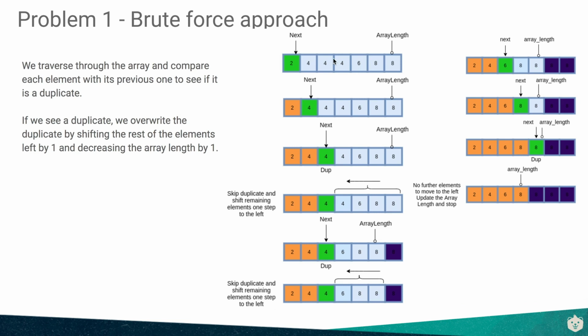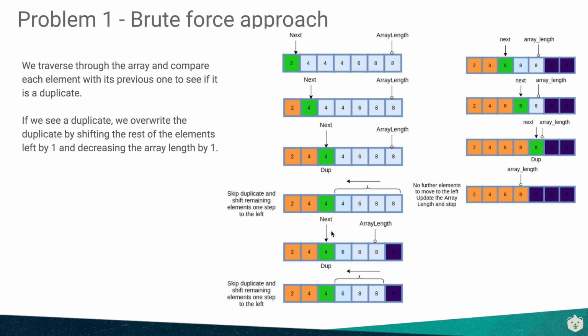So let's see how this visual works. Your pointer is here where you're starting to traverse the array. You keep going one step to the right with every iteration. Your array length initially is the full length. So your pointer next moves to 4. 4 is not the same as 2, so you can continue. You get to the second 4 and you compare it to the previous one, and you find it's a duplicate. So now you have to shift this part of the array, the 4, 6, 8, 8, one step to the left, which is what we are doing here, right?